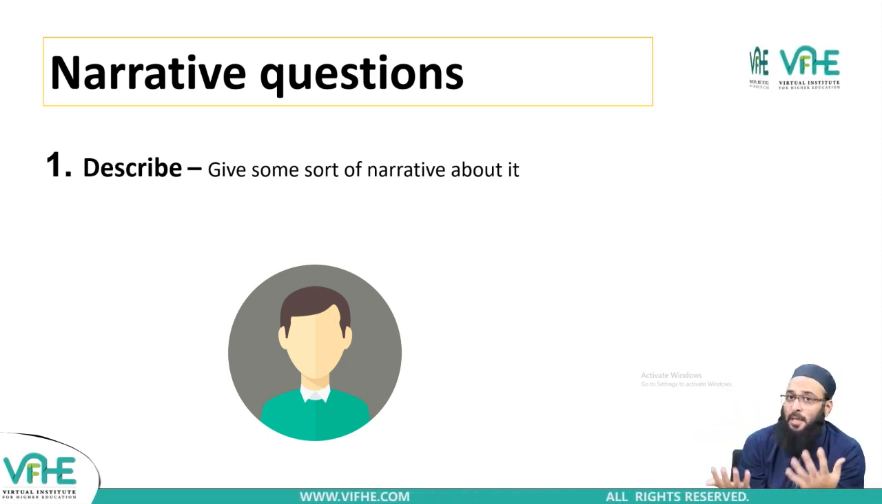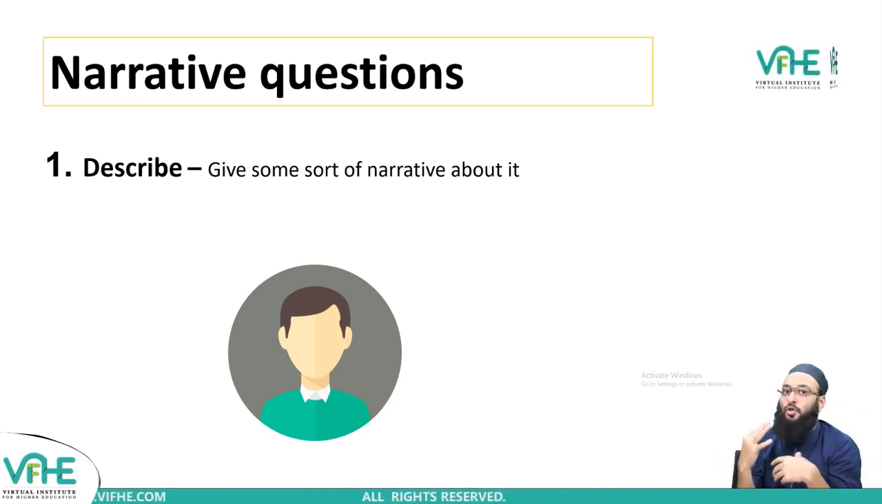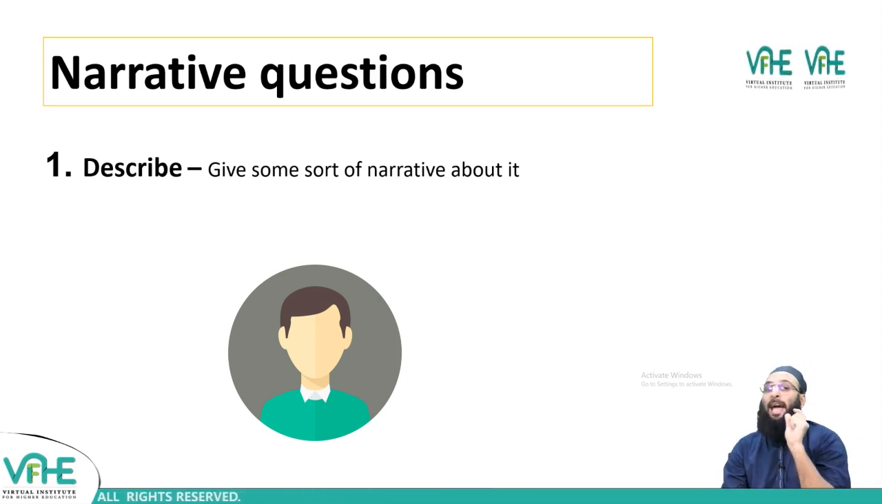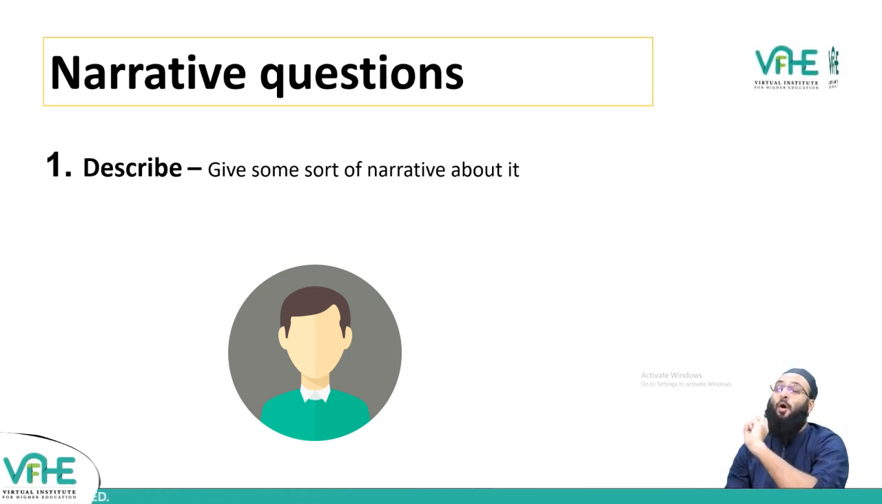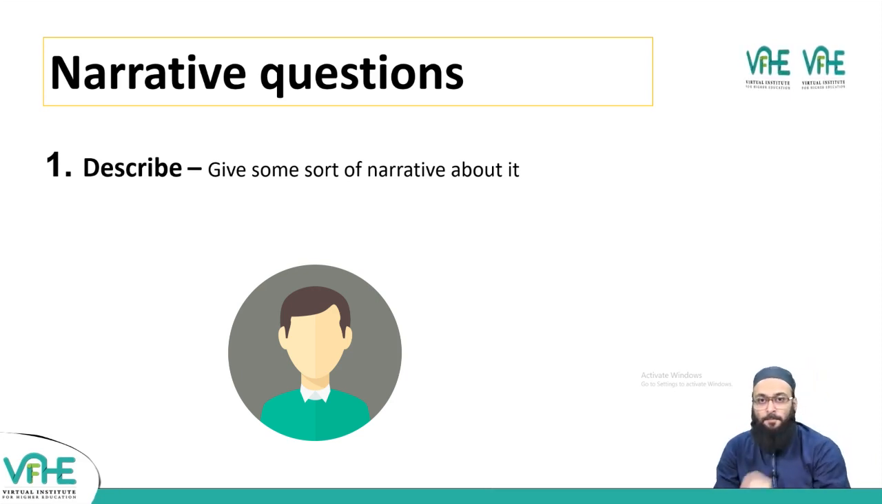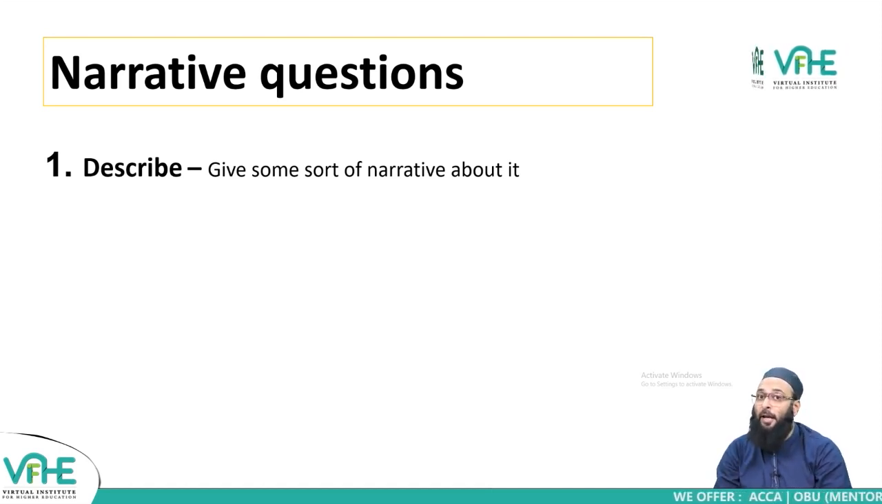It's not just a person, it could be any house. Describe any object. When someone requires you to describe an object, you have to describe how it looks like. What are the features of that? Understood? I'm sure you are understanding this very clearly.